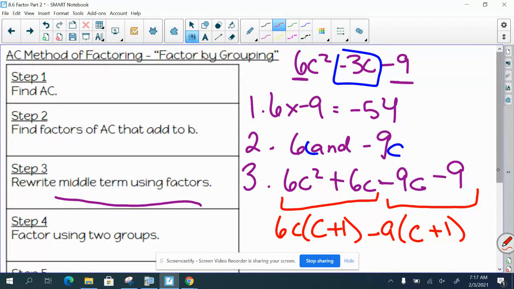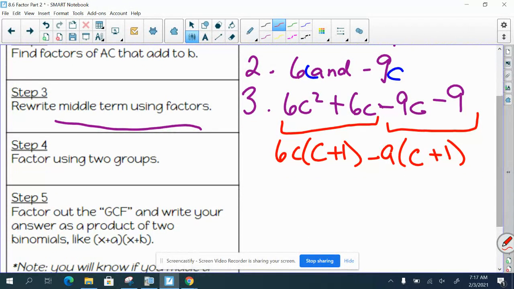All right, so now at this point, you should notice that the same thing in parentheses here is the same thing in parentheses here. That is supposed to happen. If that doesn't happen, then you know you did something wrong, or you factored wrong, or you found the wrong numbers up here. Next thing we're going to do is factor by grouping.